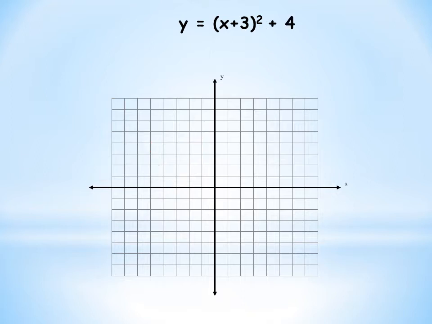This now, I have both a horizontal and a vertical shift. So this would be 3 units to the left and 4 units up. So right there, 3 units to the left, 4 units up. Now that I've graphed this point, I'm going to use my standard table of values. Over 1, up 1, over 2, up 4, and -1, up 1, -2, up 4.